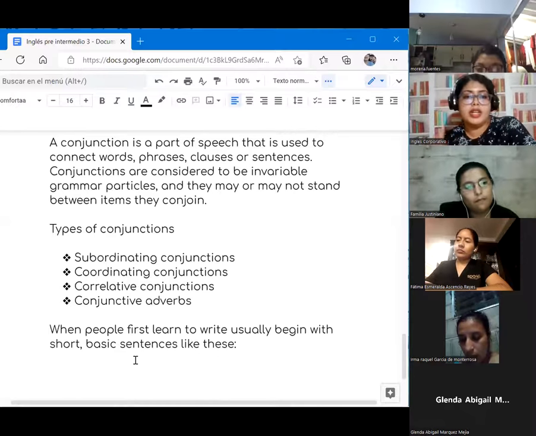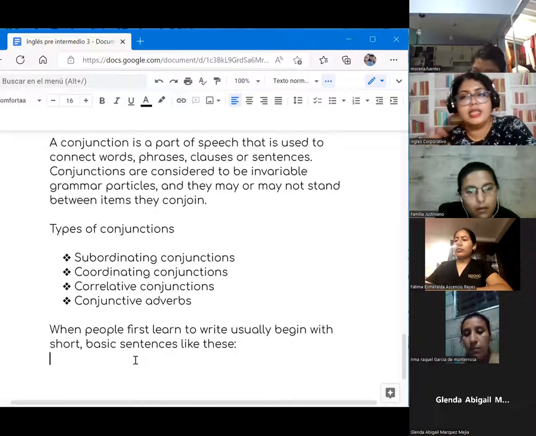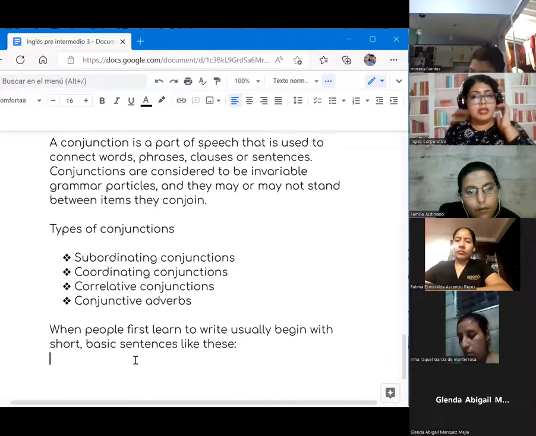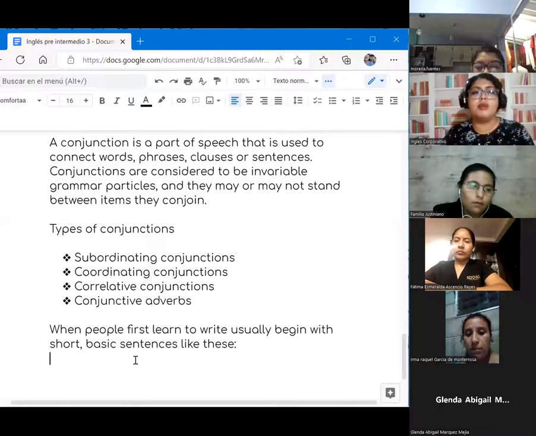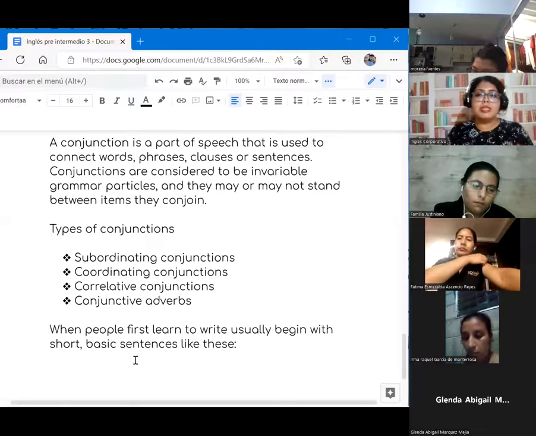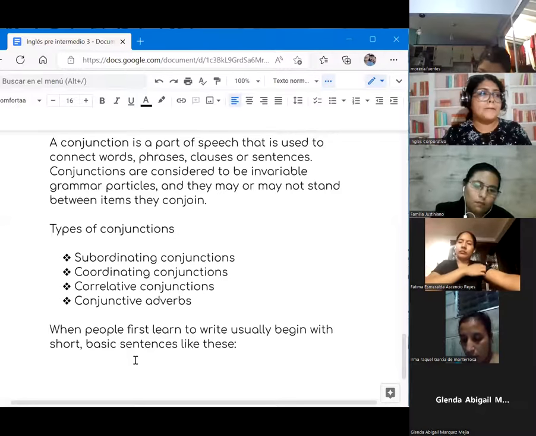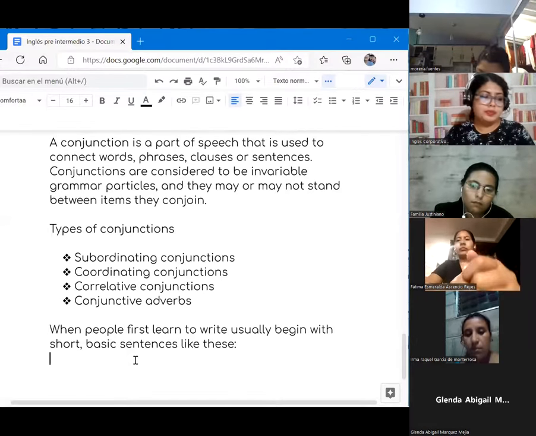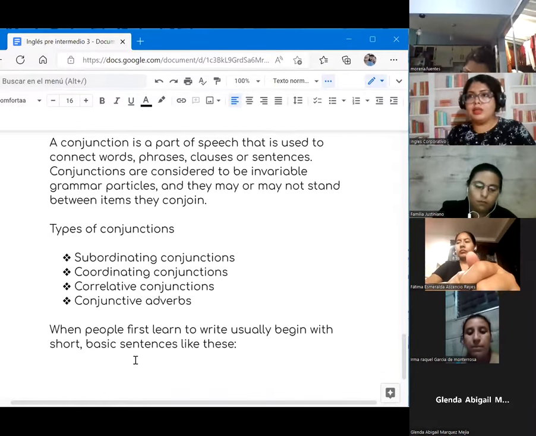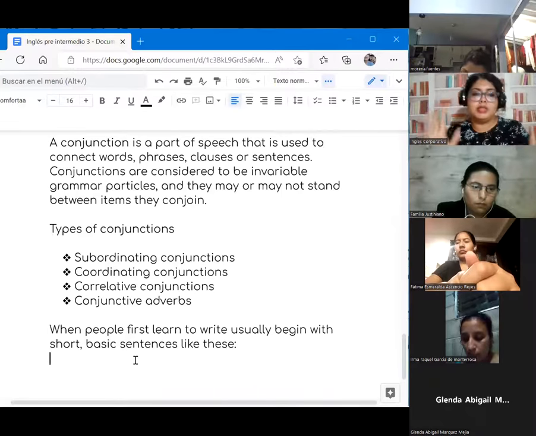When people first learn to write, we are going to see what kind of sentences we create. And this is not something bad. This is a part of the process. Cuando estamos aprendiendo a escribir, ya sea en español, en inglés o en cualquier otro idioma, siendo niños o siendo adultos, nos vamos más por oraciones cortas, y que tengan las cosas más básicas que queremos expresar.